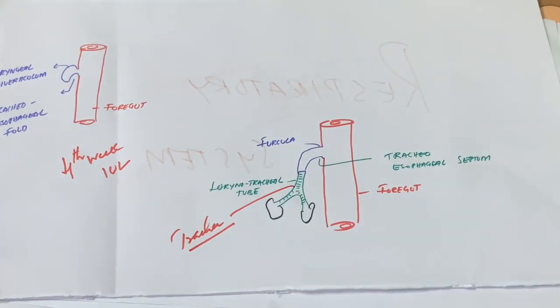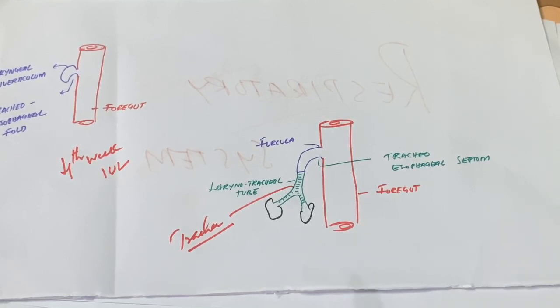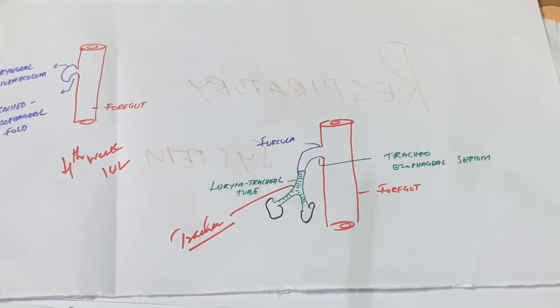So the trachea develops from the intermediate part of the laryngotracheal tube that lies between the point of bifurcation into the lung bud and the larynx. Next, the endoderm of the laryngotracheal diverticulum forms the lining of the trachea.